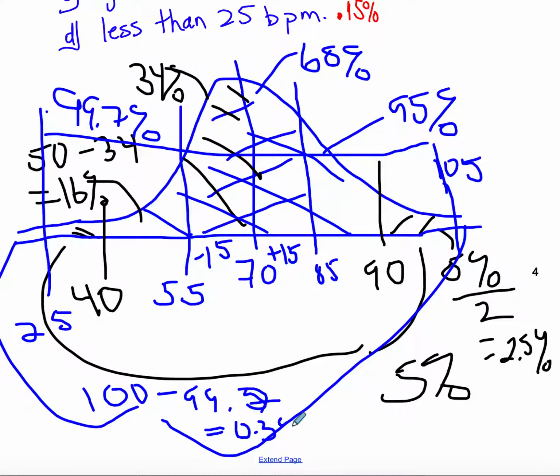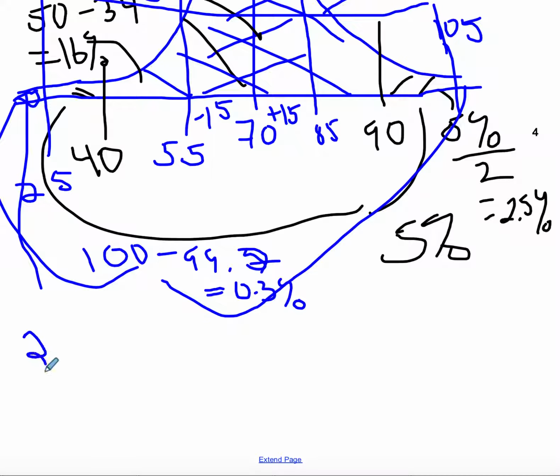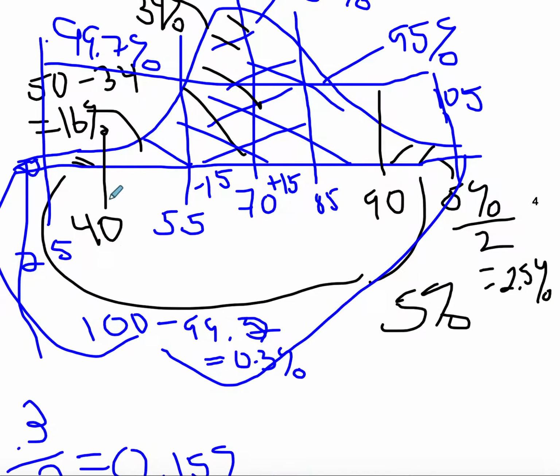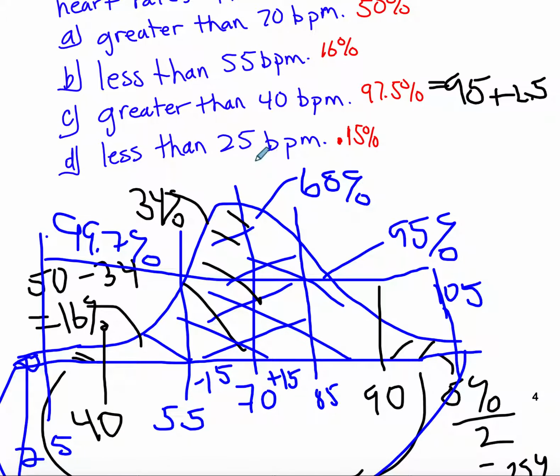So there's not a whole lot of data up there or down there together. So now the question is, how much is just in this one little spot? Well, again, because of symmetry, if these two together is 0.3, then this must be half of 0.3, which is 0.15. So this is 0.15% of the data less than 25 beats per minute.